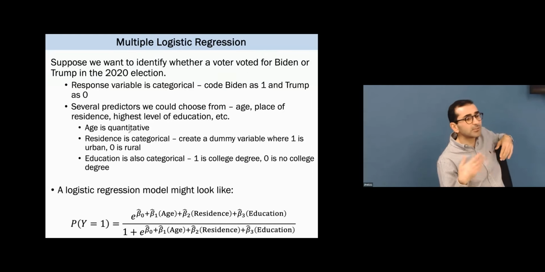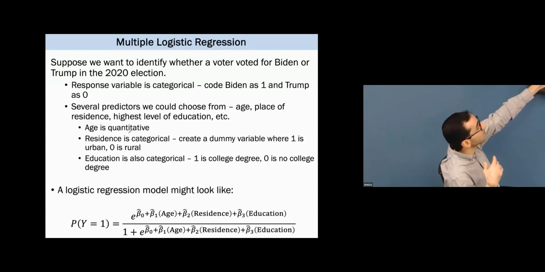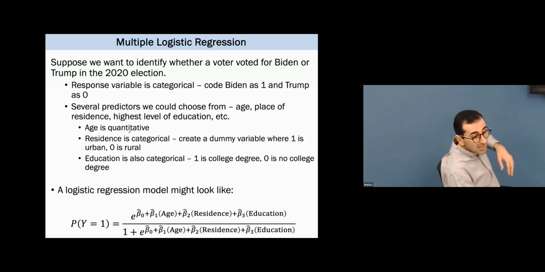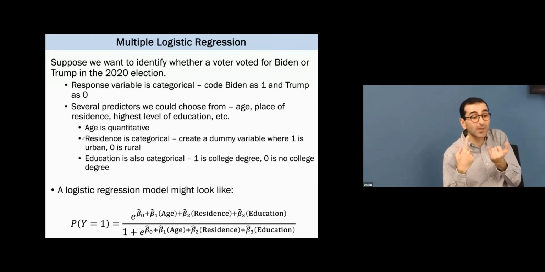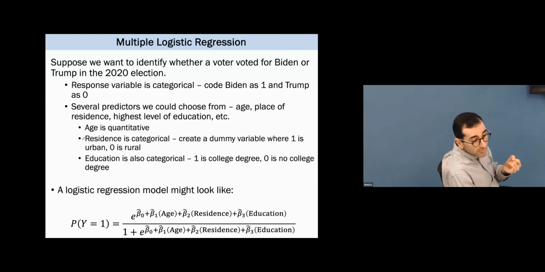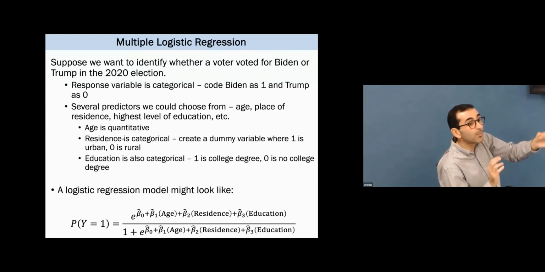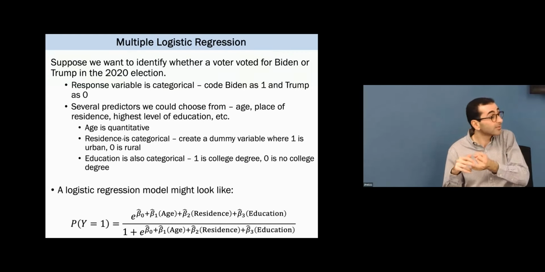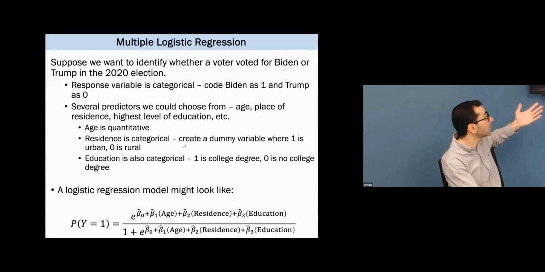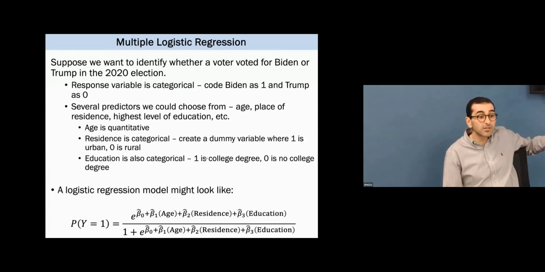Now there are different predictors, different explanatory variables, that may affect my response, whether or not they're going to vote for Biden or Trump. Let's say maybe the age. The age may really affect your voting preference. Maybe your residence, whether you are in urban areas or in rural areas. Maybe your education, let's say whether you have a college degree or you don't have a college degree.